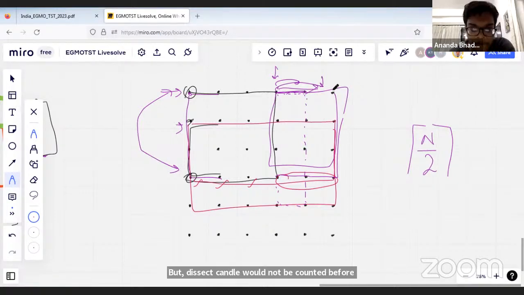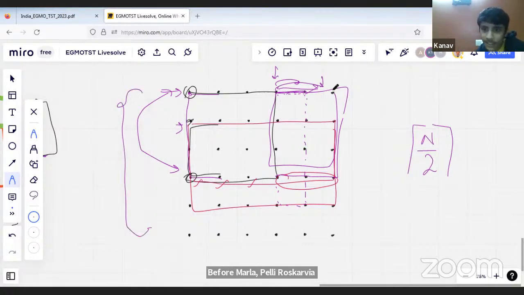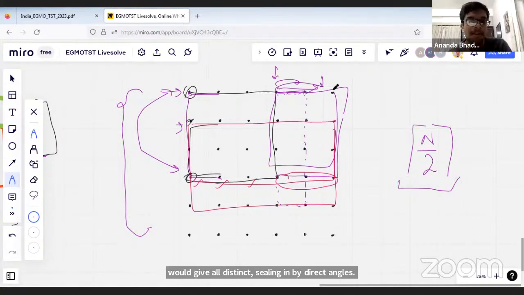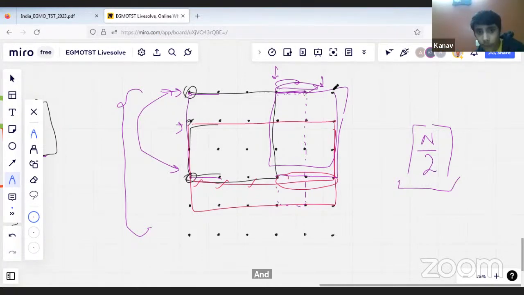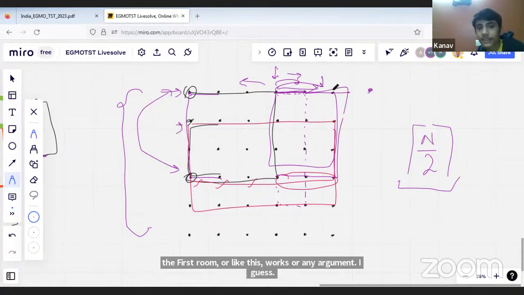What do you mean by before? Before means earlier, when we did rows. Rows would give all distinct ceiling n by 2 rectangles. And columns would give at least ceiling n by 2 rectangles. Yes, at least ceiling n by 2 rectangles. And columns, either this direction works or this direction must work. Just because this rectangle must start from the first row, or like this works for any argument, I guess. But it was already paired with something else.